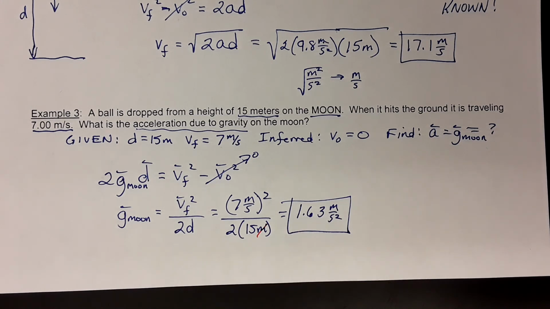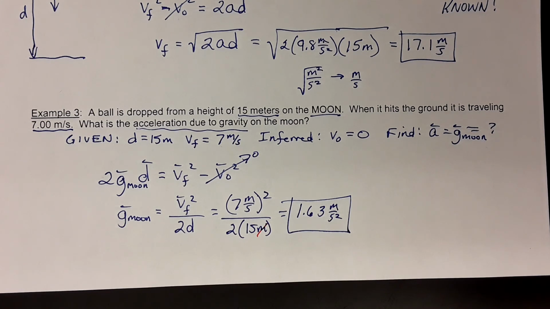I call it slow-mo acceleration. Cool, huh? Okay, so there you go. That is the acceleration we will always use for the moon, 1.63 meters per second squared. 1/6 of what it is on Earth.